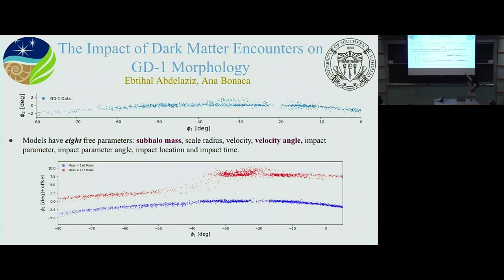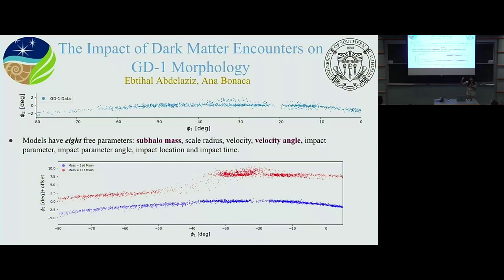So here are 2 examples of models I'm generating. This one is with a 10^6 subhalo, and you can see the impact there. There's a little bit of an underdensity. It's similar to GD1, but if I increase the mass by 1 order of magnitude, the stream looks different. 10^7 is the red one, and it's separated into 2 segments, and the gap is much larger.